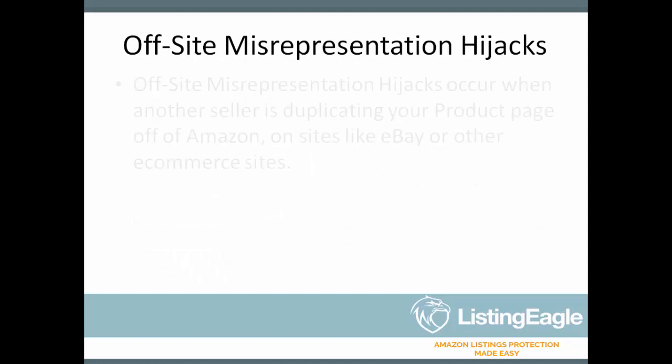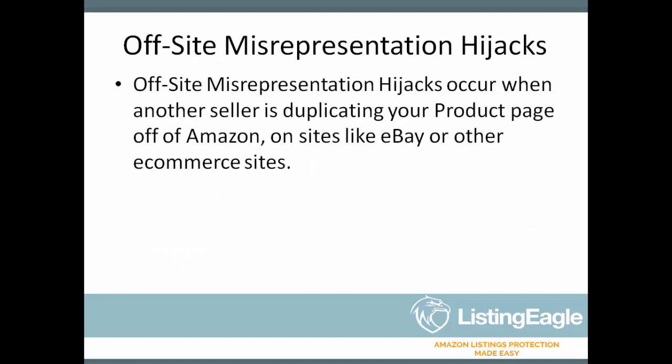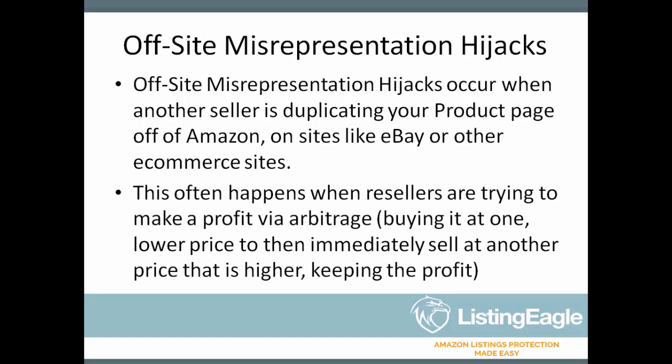Off-site misrepresentation hijacks are basically when another seller is duplicating your product page off of Amazon. So similar to the last one, but now we're off of Amazon, and they're going to be on sites like eBay or other e-commerce sites like Sears.com and Etsy and other e-commerce markets. And this often happens when resellers are trying to make a profit via arbitrage, where they're basically buying it at one lower price to then immediately sell at another price that is higher, keeping the profit for themselves.